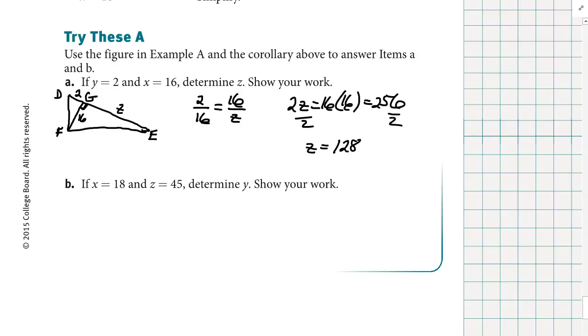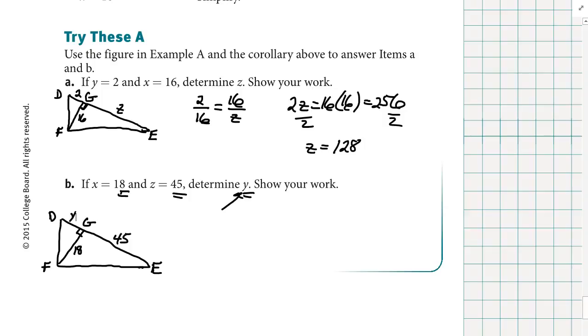Okay, I'm going to pause the video for you to work on question B by yourself. First thing you need to do is redraw that triangle so that you can label the parts with these numbers that you're given, and also so you can figure out where the unknown segment is that you're asked to find.